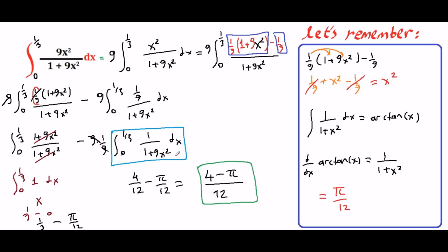If you would like to see the detailed solution of the second part, you can check the previous example. I hope now you have more awareness of these three different types of rational integrands, so you can easily take care of them. Thank you for watching.